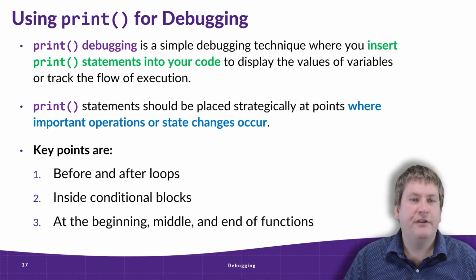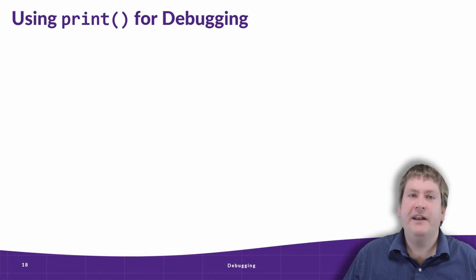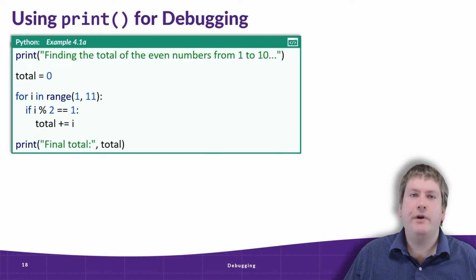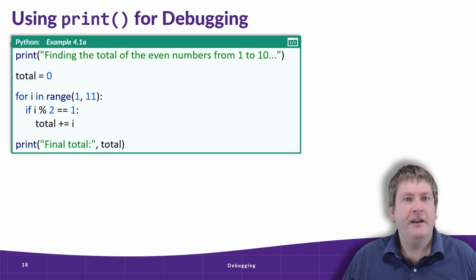So let's take a look now at an example of where we can use print debugging. Here we have a program, and it's supposed to find the sum of all of the even numbers between 1 and 10 inclusively. So we want to go through all those numbers, see if they're even, add them to a total, and print out that total.